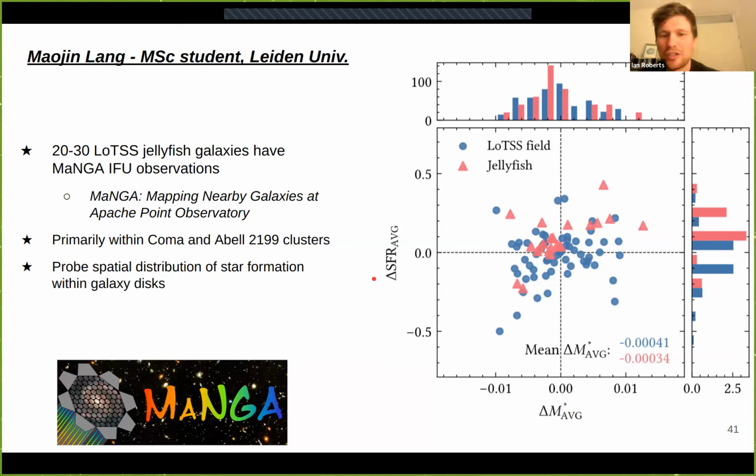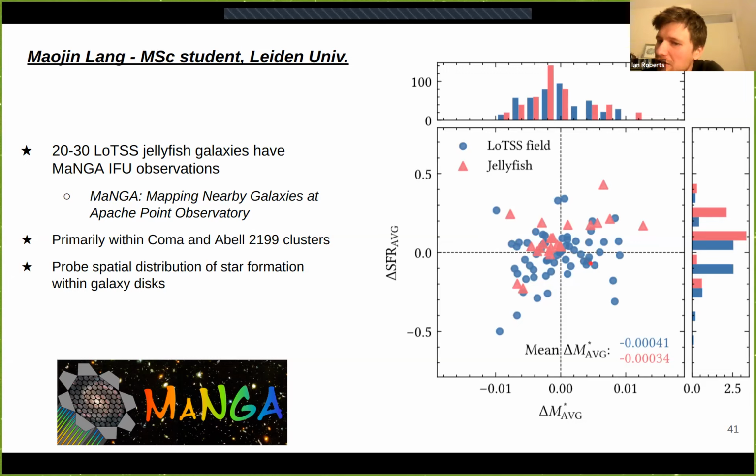And then this is just the difference between the two. So for the y-axis galaxies, which are above the 0 line, these are galaxies which have enhanced star formation on the leading side, so on the side opposite to the stripped tail. And then similarly for stellar mass on the x-axis. So what Maujin's finding is that almost all of our jellyfish galaxies, which are covered by MANGA, have more star formation going on this leading side.